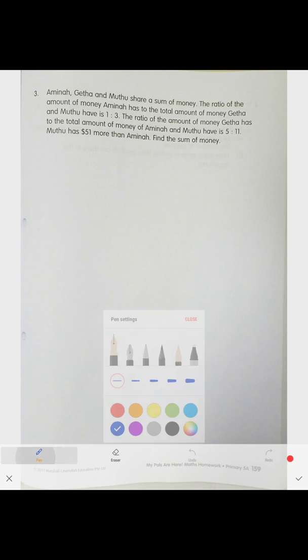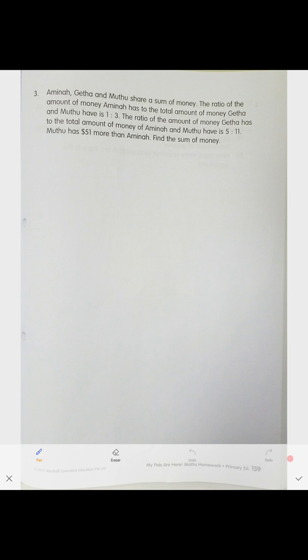All right. Same thing here. Seems like too much information, but do everything step by step. So the first sentence, 3 girls. They share some certain amount of money. So the ratio of the amount of money Amina has to the total amount of money Geta and Muthu have is 1:3. This is what we draw. Our ratio is 1:3 between Amina and Geta and Muthu. So one side 2 girls, other side 1 girl. All right.